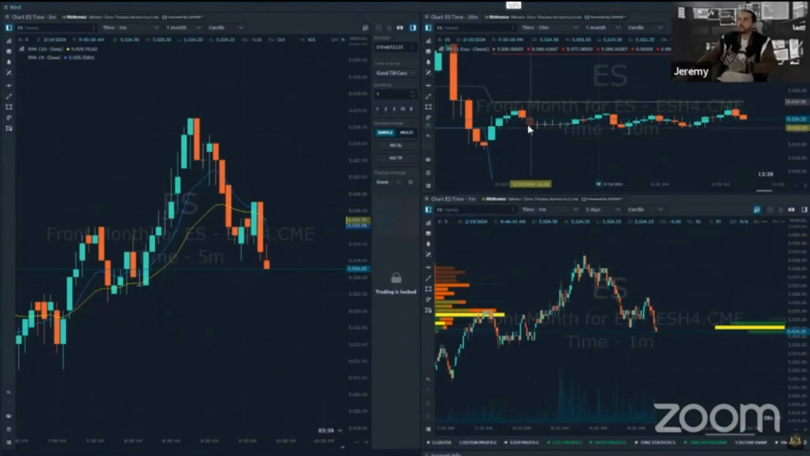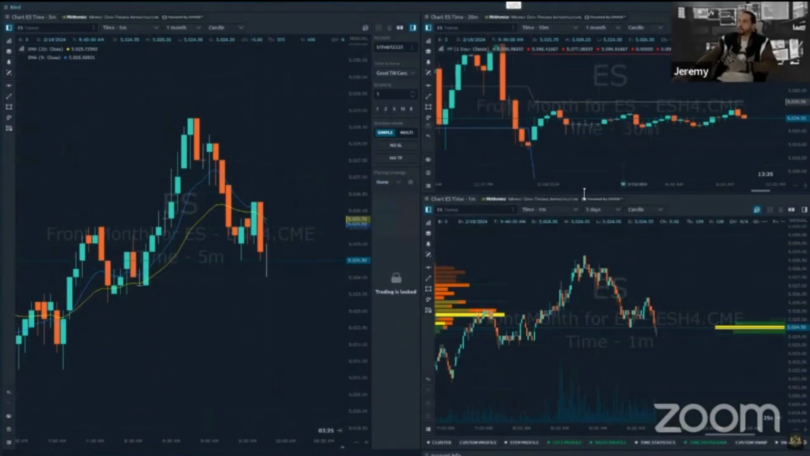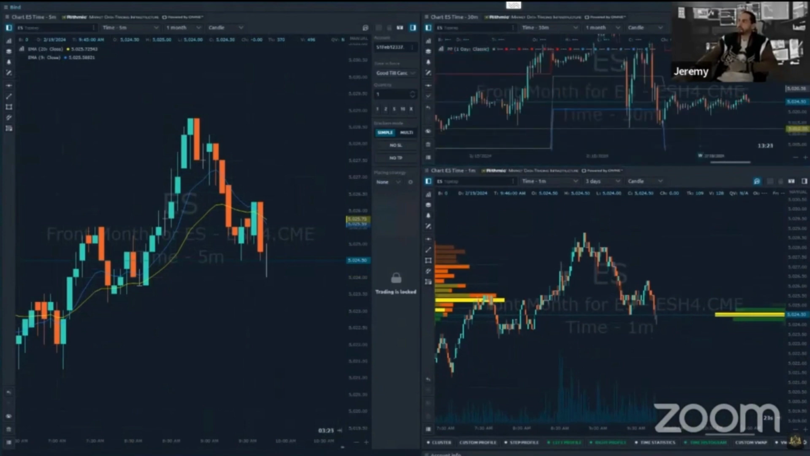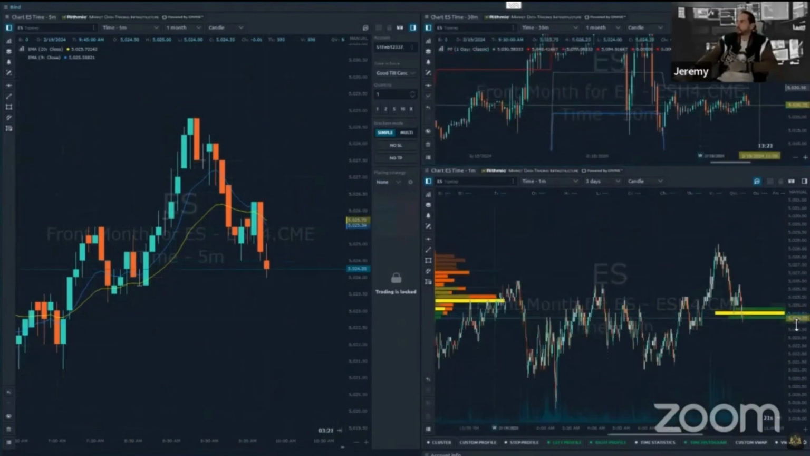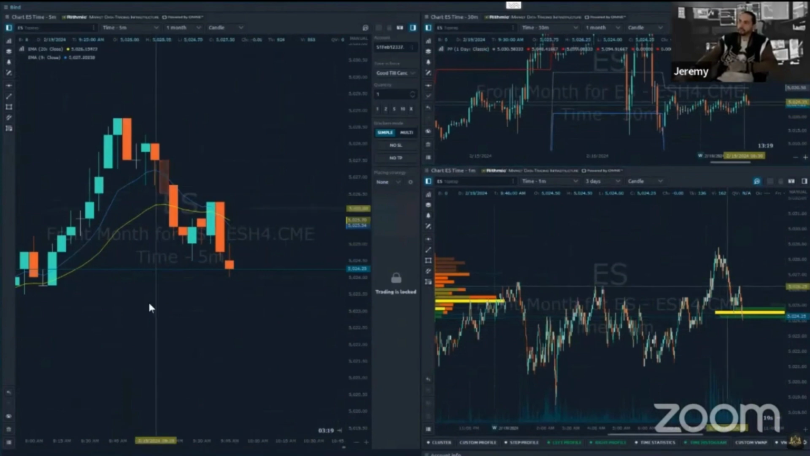So that was a quick breakdown of how to bind your chart. They only let you use 2 EMAs per chart. And I like to have my 30-minute up here. I like to have my 1 minute down here. I like to have my 5-minute where I base my trades.